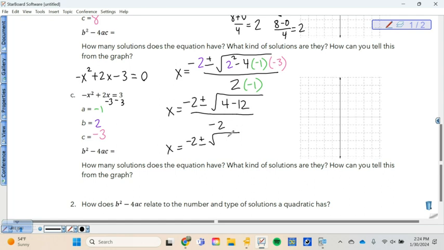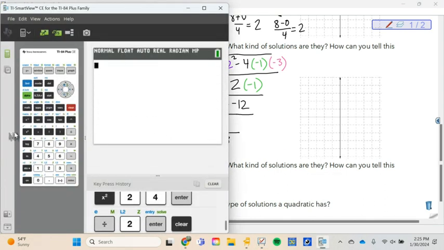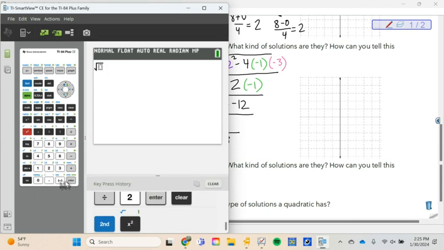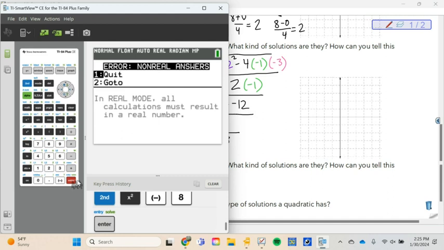4 minus 12. 12 minus 4 is 8, so negative 8, divided by negative 2. Can you guys plug that in your calculator, just the square root of negative 8? What happens? It gives you an error, right?